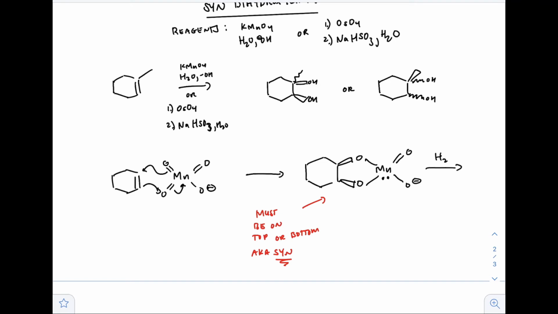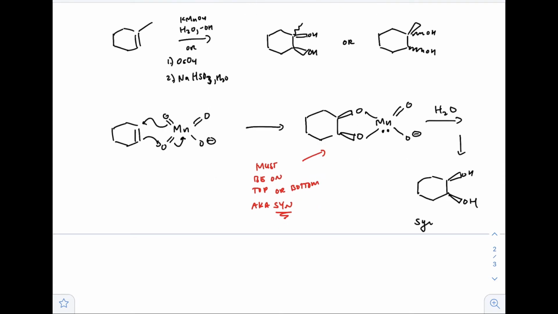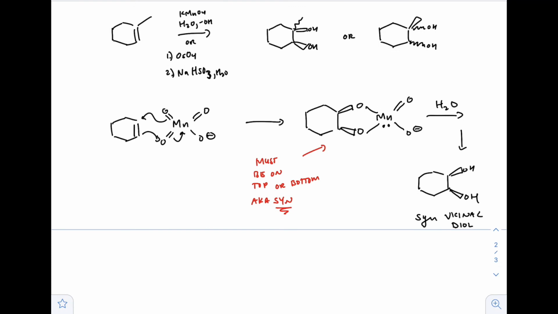So this is the manganese intermediate compound, to which we then just add water, and that breaks everything apart and gives you your diol. And just to throw some more vocabulary at you, so you remember, this is a syn vicinal diol. Vicinal means that those OHs are on neighboring carbons. And yes, we achieved our desired final product.